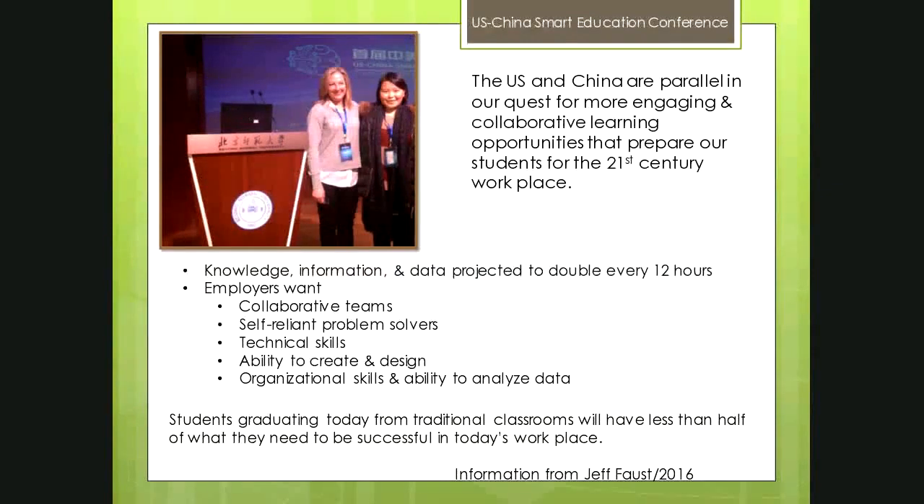One of the presenters, Jeff Faust, had some information that was intriguing to me. He had done quite a bit of research and found that all the knowledge and information and data is projected in the near future to double every 12 hours. And employers want employees who can work in collaborative teams, are self-reliant problem solvers, have technical skills and the ability to both create and design, and they have organizational skills and the ability to analyze data.